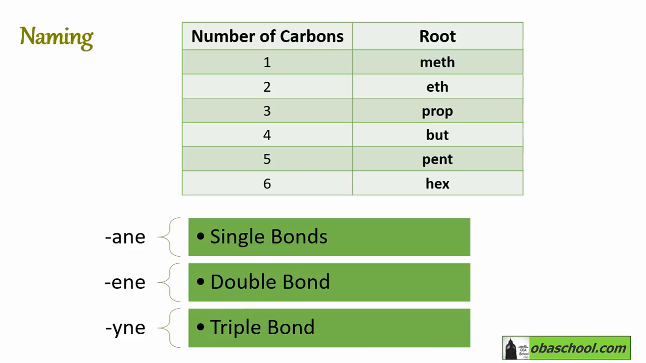So you have to remember these roots and these syllables. So ane means all the bonds are single, ene means there is at least one double bond, and yne means there is at least one triple bond.